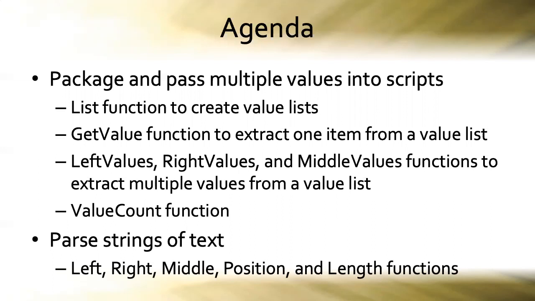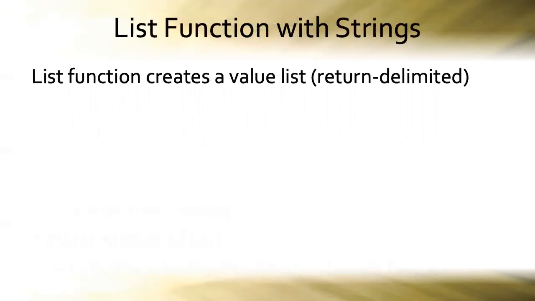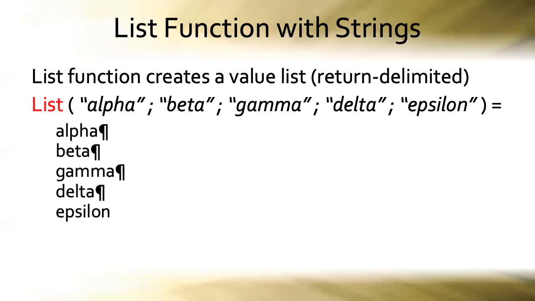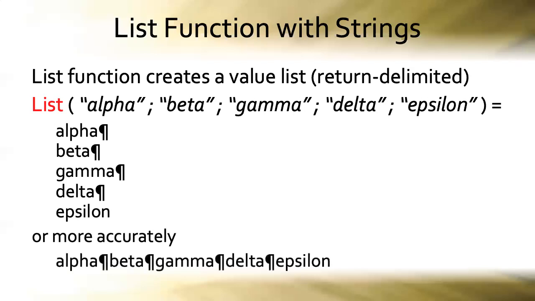So let's get started. We're going to begin with a study of the List function. Now, the List function creates a value list, a return-delimited list. Let's say that we ran the List function and we fed it these 5 arguments: alpha, beta, gamma, delta, epsilon. It would return a list like this, a carriage return delimited list of those 5 items. Or more accurately, it would return it like this.